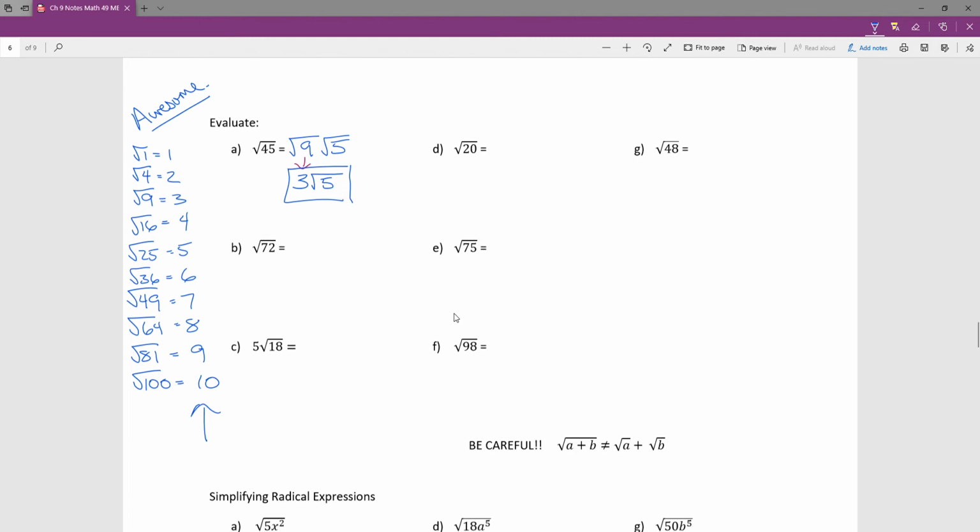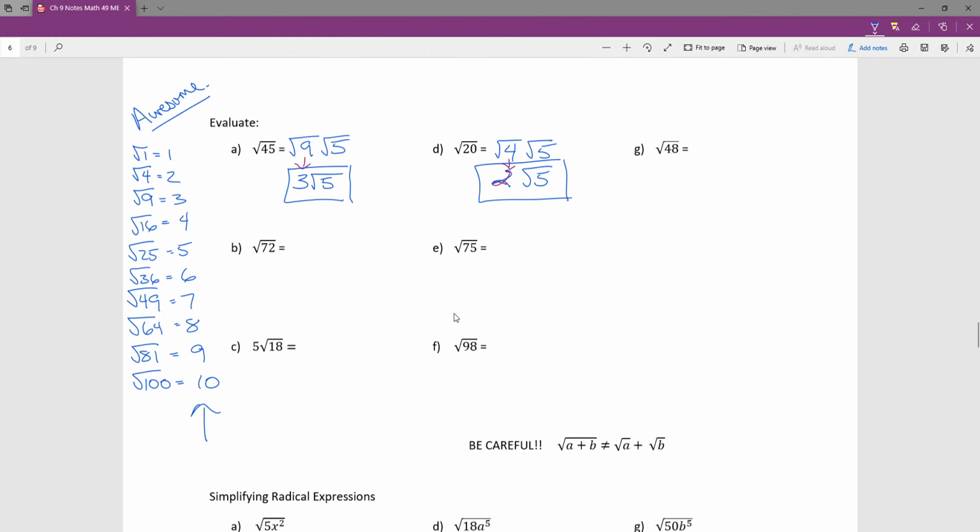I'll do a few more here. So D, I would look at 20 suspiciously and wonder if there's any factors of 20 that are in my list of awesomeness. I might want to work from the bottom up to get the biggest number. I could break this apart into square root of 4 and the square root of 5. This is awesome because I can take the square root of 4. The square root of 4 is 2. So, whoops, I didn't switch colors. My answer would be 2 root 5.